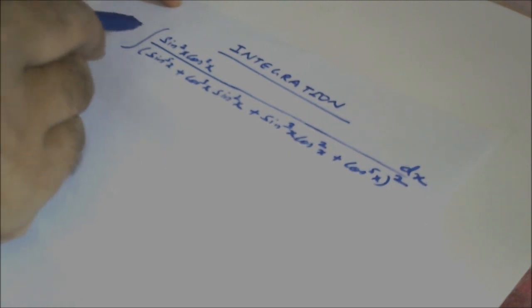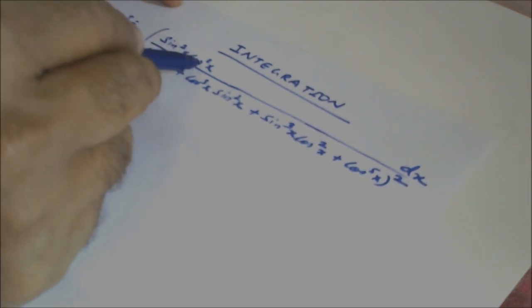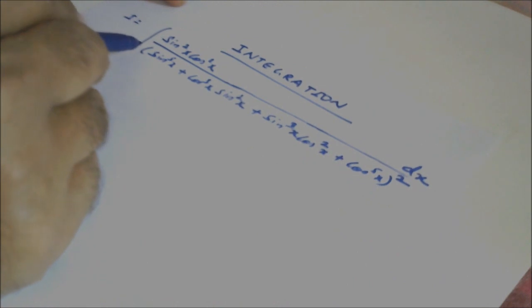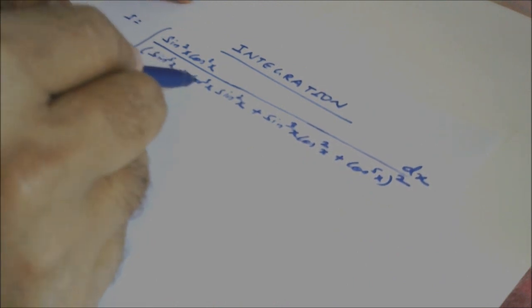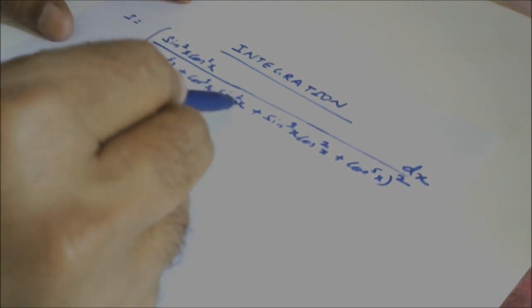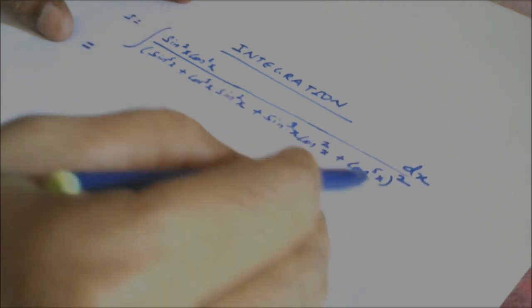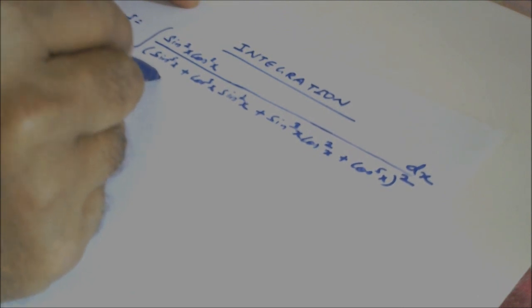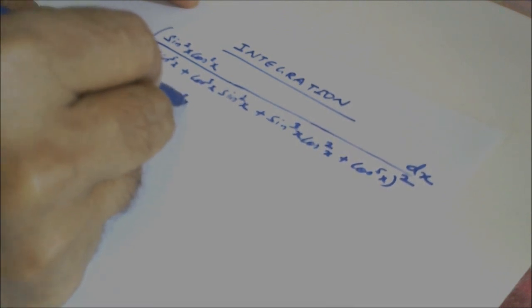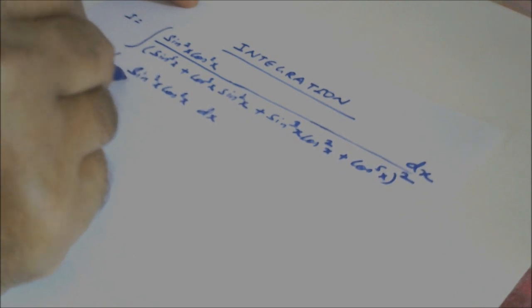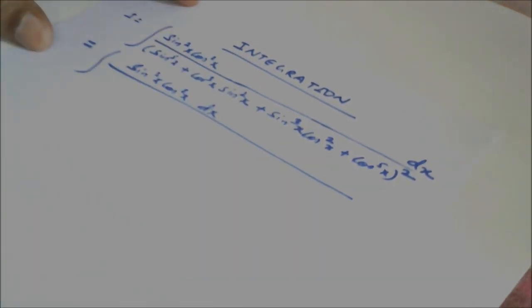We are given the integration of sin square x cos square x dx divided by (sin to the power 5x plus cos cube x sin square x plus sin cube x cos square x plus cos to the power 5x) whole square. That we will be solving today. Now the next step: sin square x cos square x dx, let us leave that numerator part as it is. We will go for the denominator part.